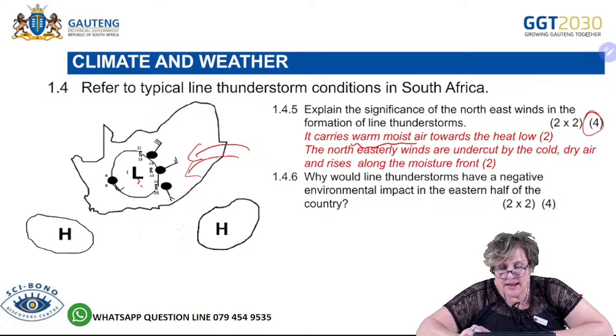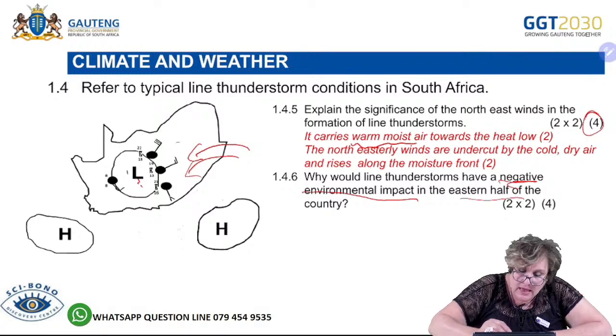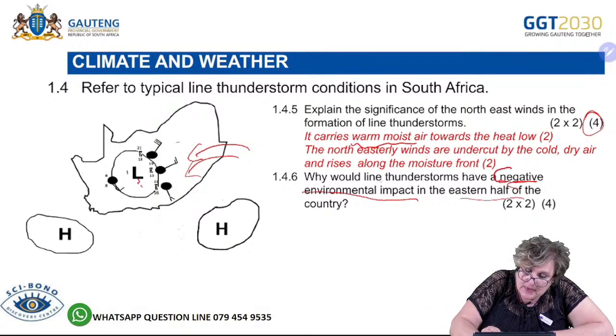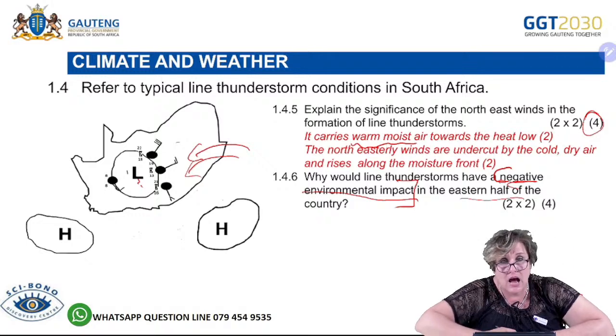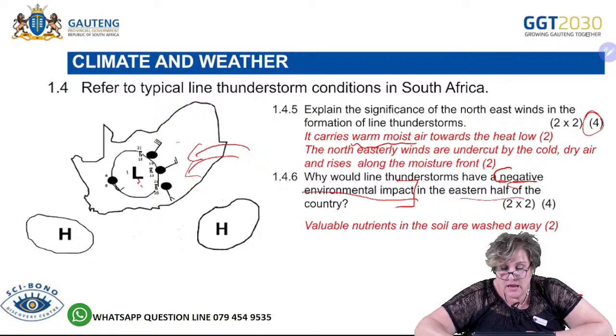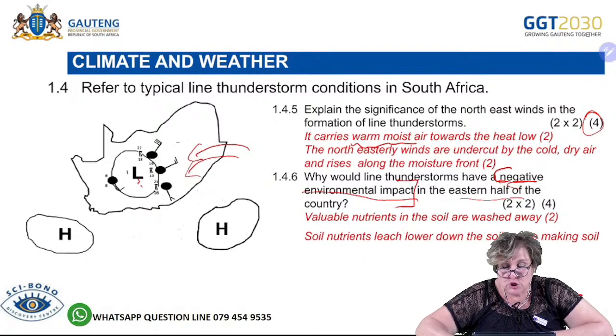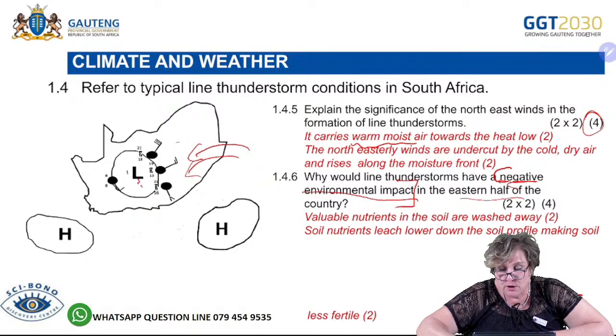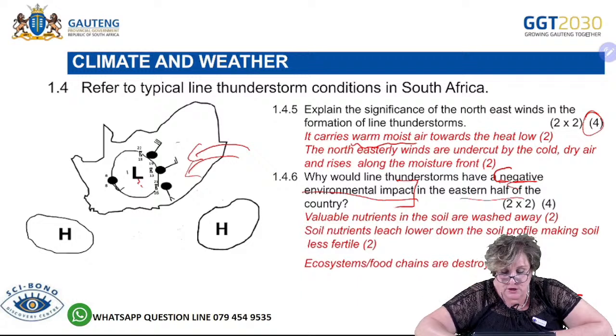Why would line thunderstorms have a negative environmental impact on the eastern half of the country? Here's my keyword, negative environmental impact. So how is it going to negatively impact the environment? Valuable nutrients in the soil are washed away because it's rain, very intensive rain. The soil nutrients will leach down, lower down the soil profile, which will make the soil less fertile.